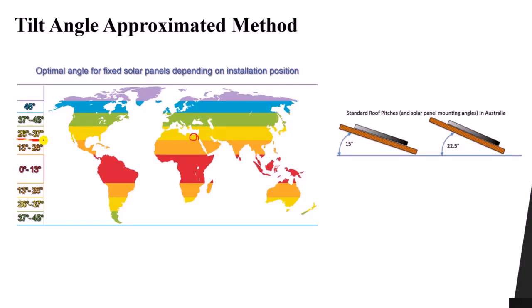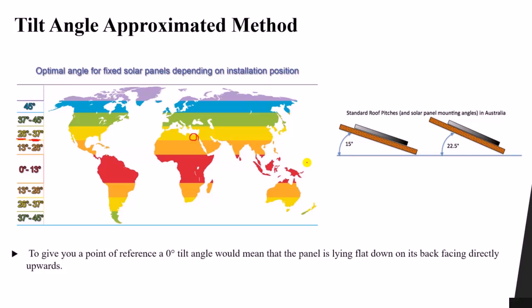Now, why is it a range? Why is it not just one value? It is a range because this angle changes through the day. It changes from one season to another. Okay, so there is no one fixed solution. This is a range which can help you. You can select an angle in this range. This is just an overview about the tilt angle.